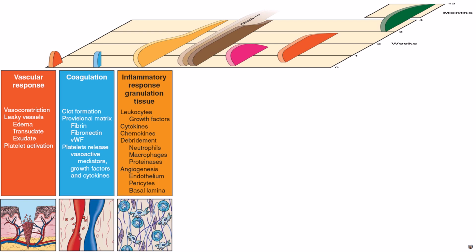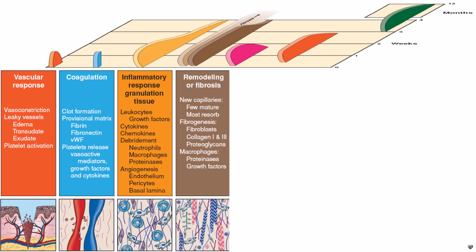Neutrophils and macrophages dominate in the early process, and there is promotion of angiogenesis, that is the formation of new blood vessels, and this is supported by pericytes and basal laminae. Then the remodeling or fibrosis occurs. Here there is new capillary formation, and many of these may resolve.